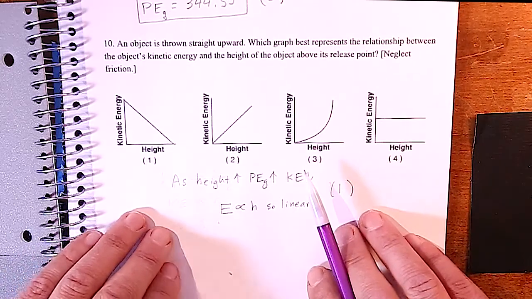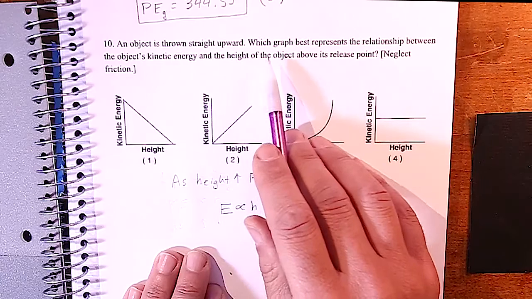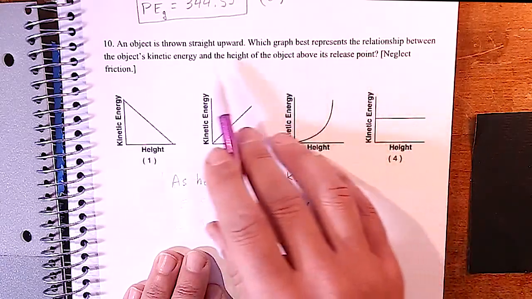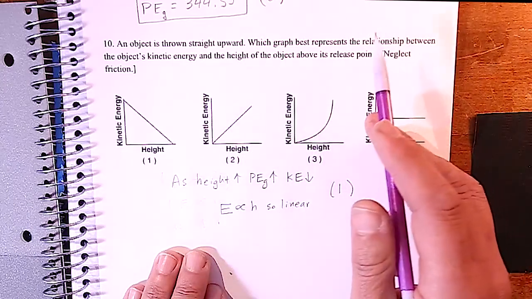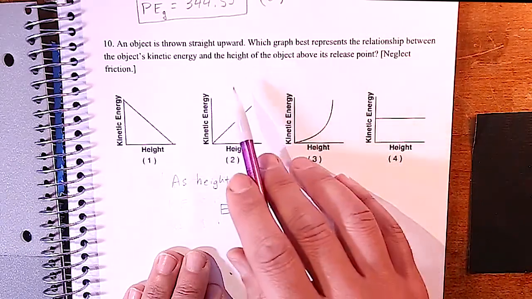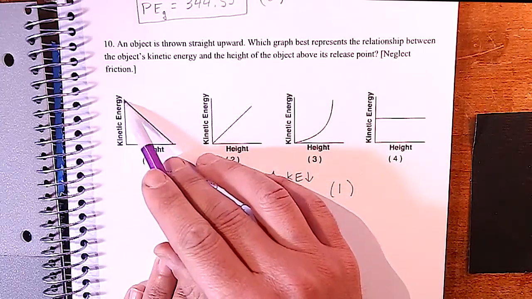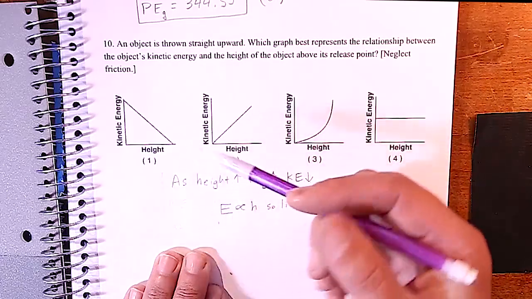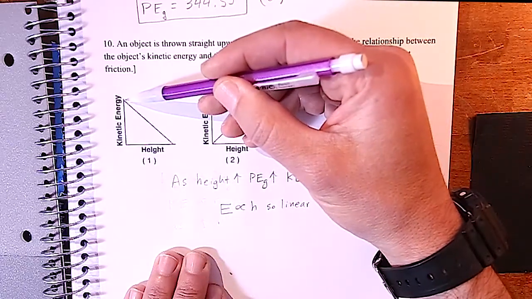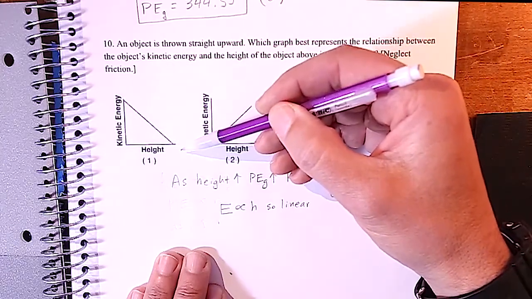And for this last one, number 10, it says an object is thrown straight up. Well, they want to know what's the relationship between the kinetic energy and the height. Well, the kinetic energy, when it leaves the ground, is very large, so we know that our graph has to start out high. So right there, we know it has to be answer number 1. But what happens as it goes higher up into the air? Its kinetic energy decreases until it stops.